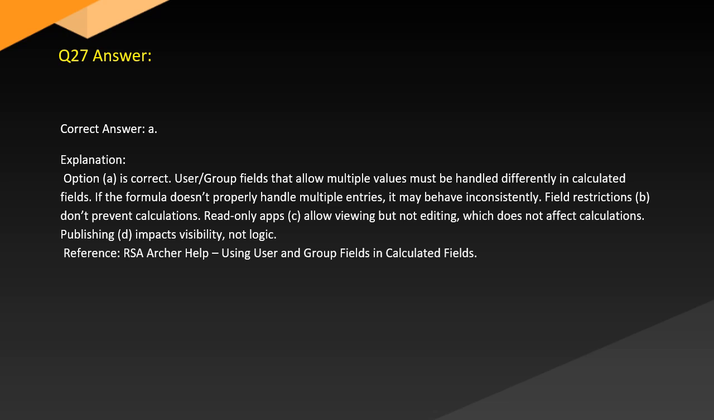Answer. Correct answer A. Explanation. Option A is correct. User group fields that allow multiple values must be handled differently in calculated fields. If the formula doesn't properly handle multiple entries, it may behave inconsistently. Field restrictions B don't prevent calculations. Read-only apps C allow viewing but not editing, which does not affect calculations. Publishing D impacts visibility, not logic. Reference: RSA Help, using user and group fields in calculated fields.